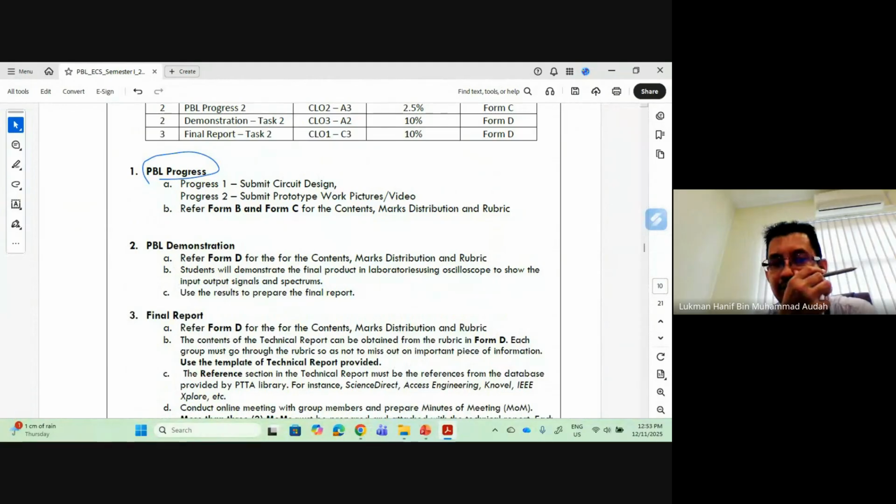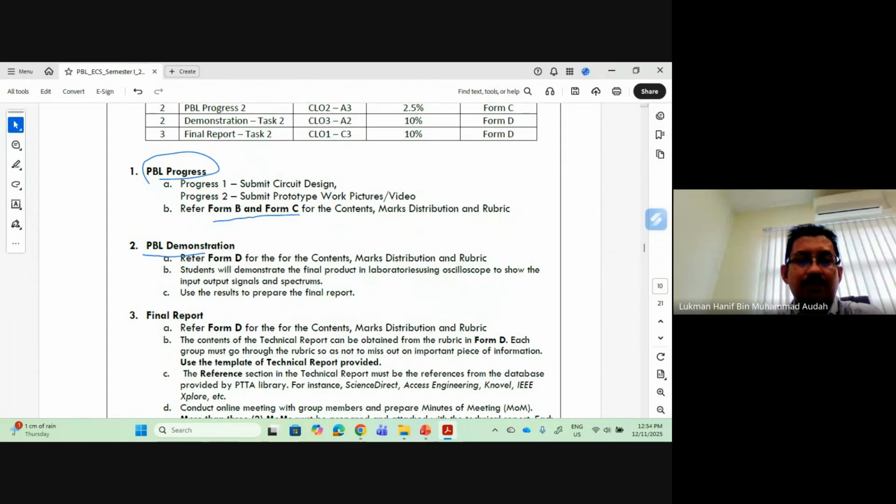Basically, we want to know your prototype work: pictures, video, circuit design, etc. So refer to form B and form C. We already gave you the rubric form, so you can follow it. What are the criteria that will be evaluated in the progress report? Then for the PBL demo, you can refer to rubric form D. Rubric form D contains a few sets of criteria that you will be assessed on.